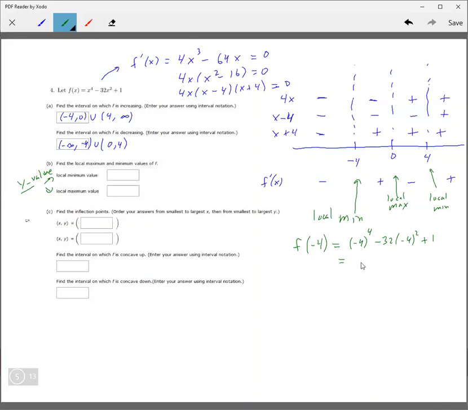Okay, and that turns out to be negative 255. Okay, f of 4 is also negative 255. So both of those numbers come from that. And so we're just going to put, those are local minimums, so negative 255. And then f of 0 is, you can just plug it into here. That's just going to be 1. Okay, so that's just a 1 right there.